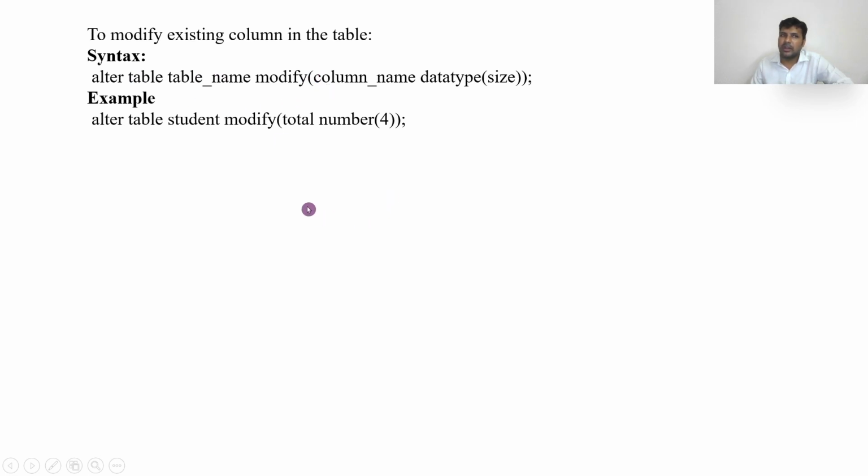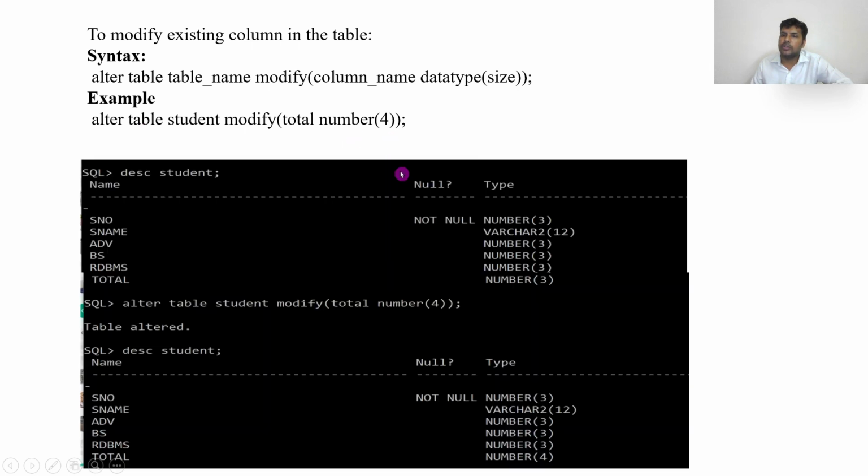Then modify. For modify, what we have to do: alter table name, modify column name, data type, size. So what is the example? Alter table student, modify total number 4. When I say DESC student, total was number 3. Now I want to change it to 4. So what I have done: alter table student modify total number 4. Immediately I got the message, table altered.